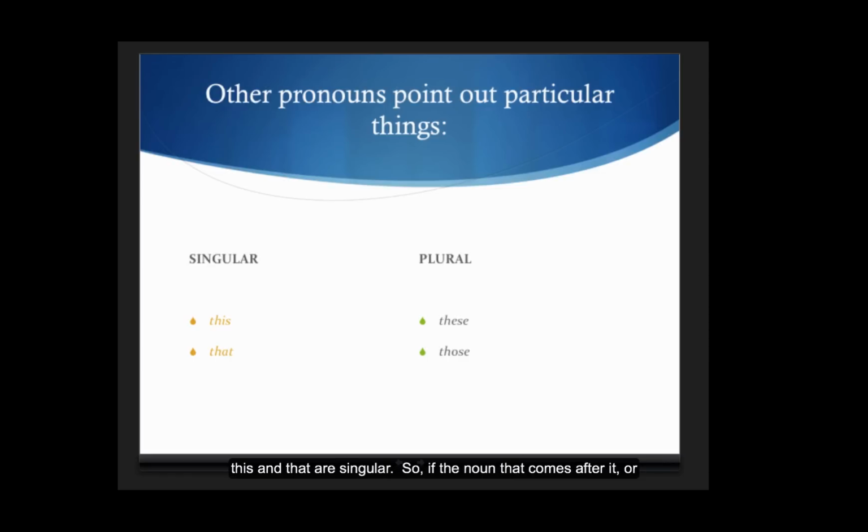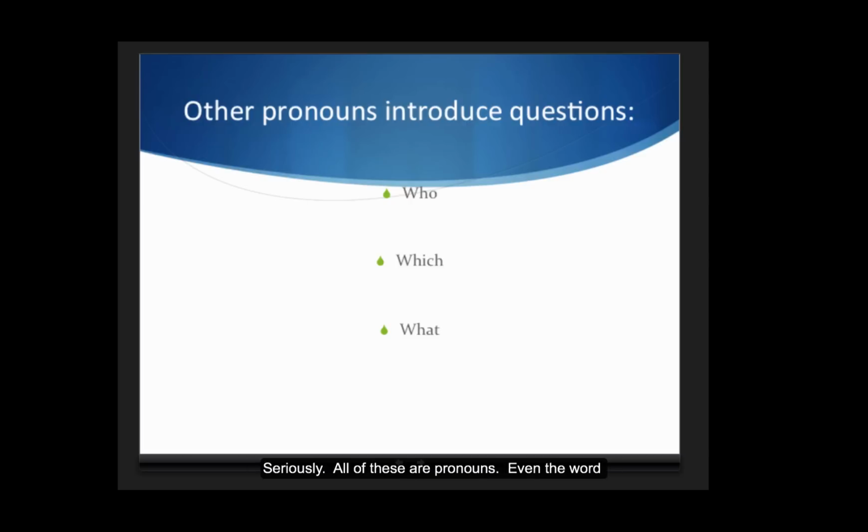So if the noun that comes after it, or the information that comes after it, is singular, you must use a singular pronoun. Or if it's plural, you must use a plural pronoun. Seriously, all these pronouns, even the word these in the last sentence is a pronoun. Why, you ask? It is because the word these refers to all of these examples just shown in this presentation.